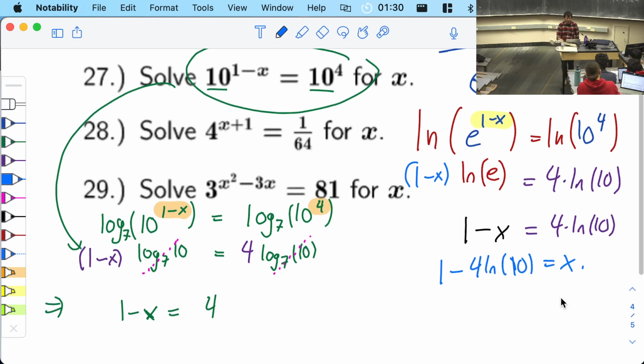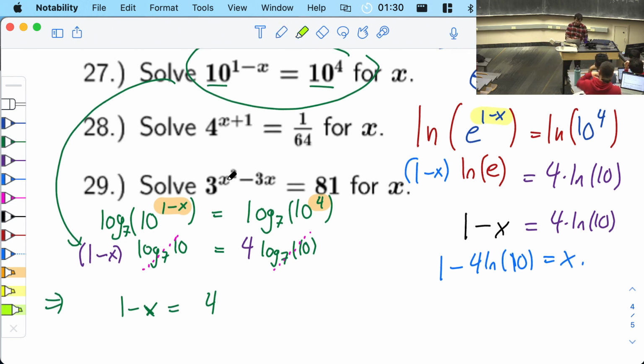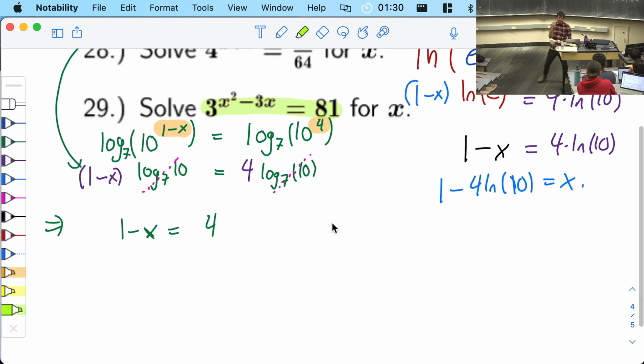Let's do one more, maybe in the last couple minutes if you guys want. We can do this one. This one will turn into a question about quadratic equations, because in the exponent there, the x's we're solving for involve quadratic equations. So 3 to the x squared minus 3x equals 81. I'm going to turn it into something by doing the log of both sides.